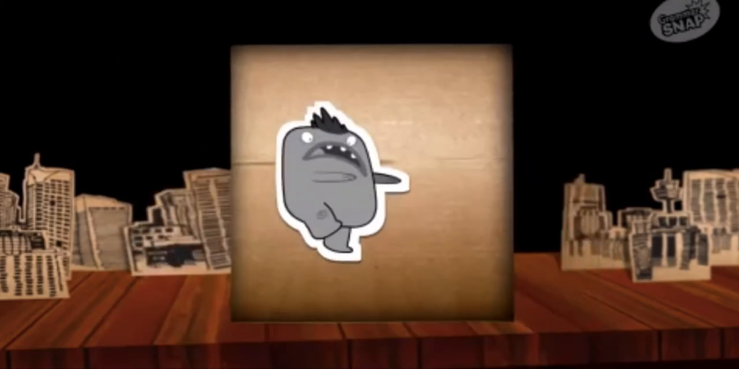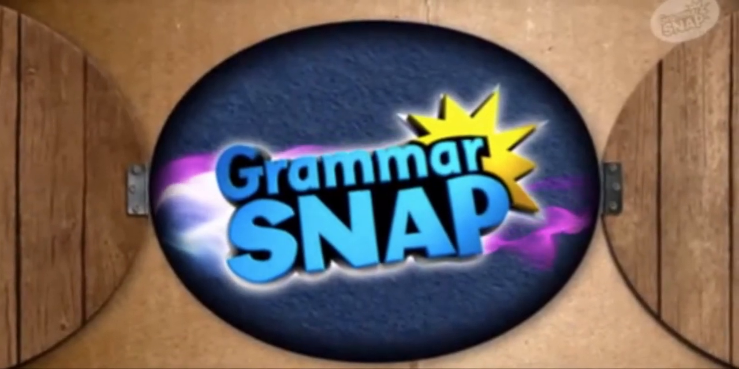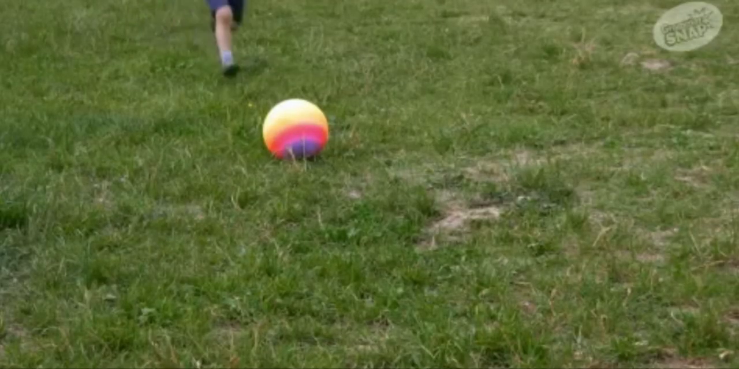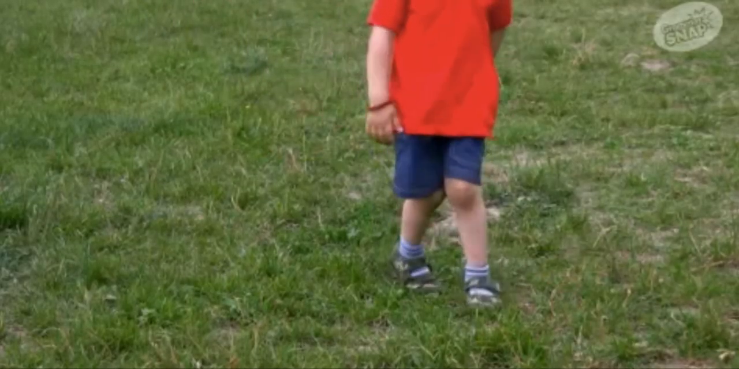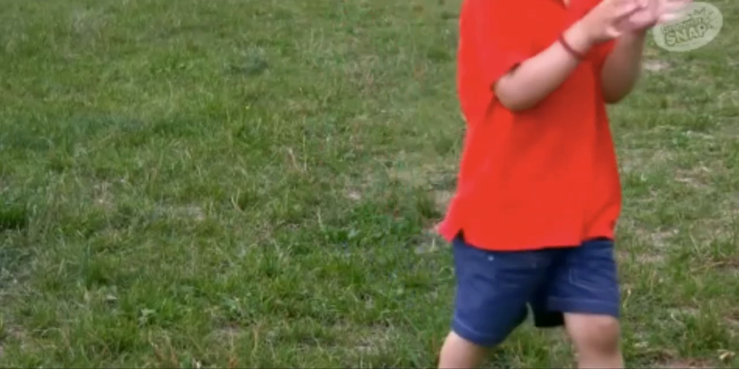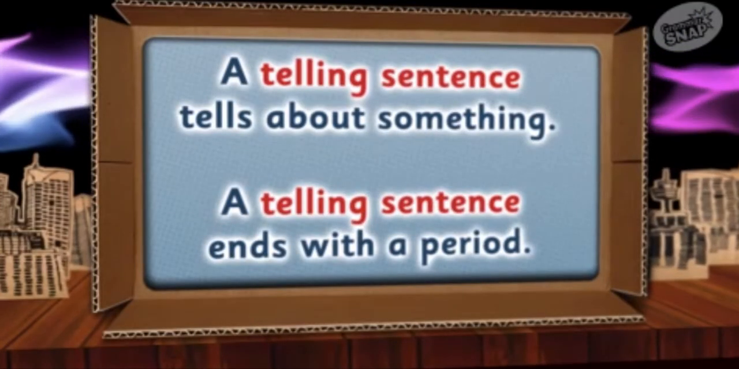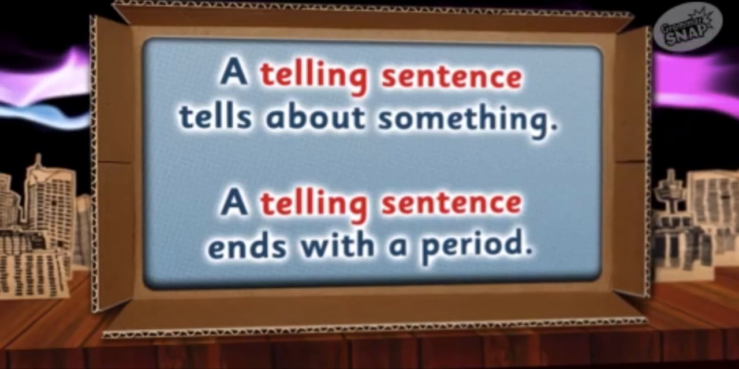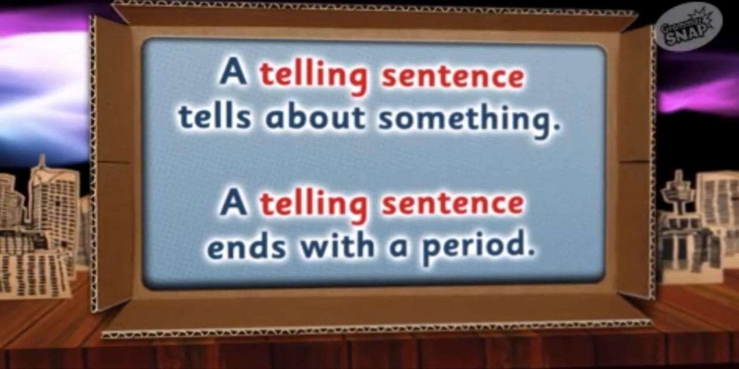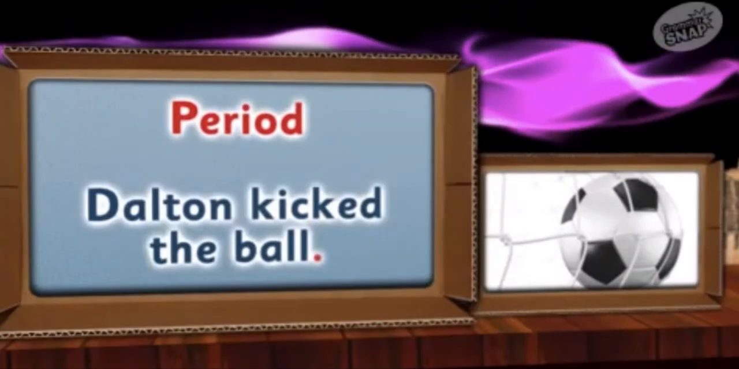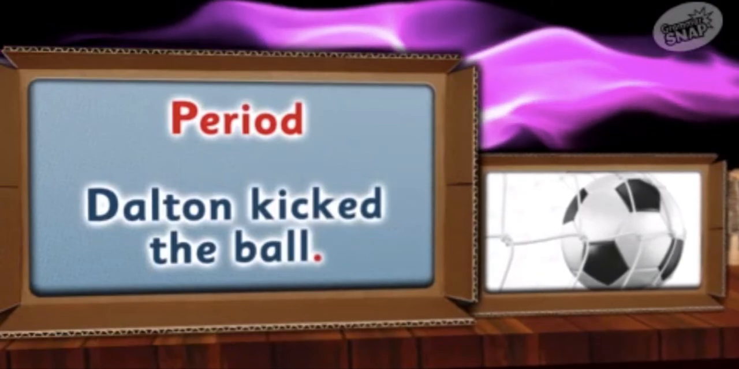Grammar. Snap. Dalton kicked the ball. This is a telling sentence. A telling sentence does what you'd expect. It tells about something, or it gives information. And it ends with a period. Check it out. See, there's a period at the end of that sentence.